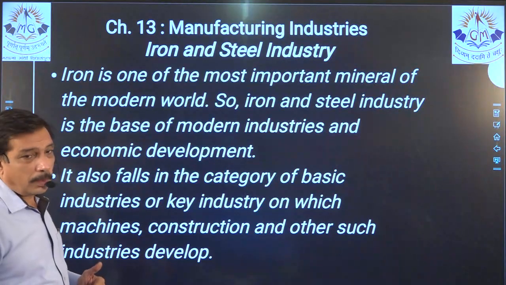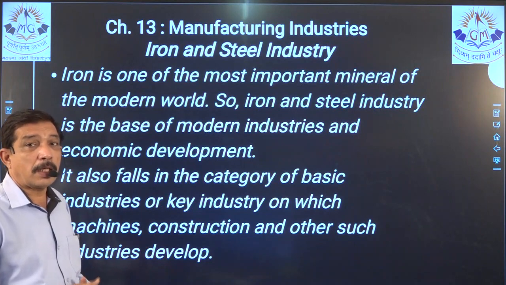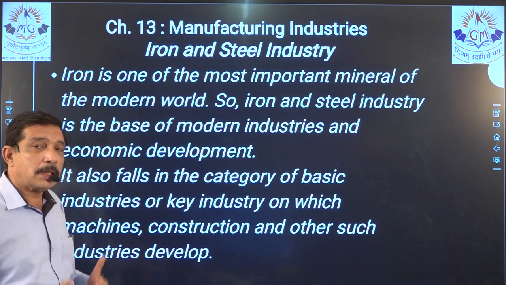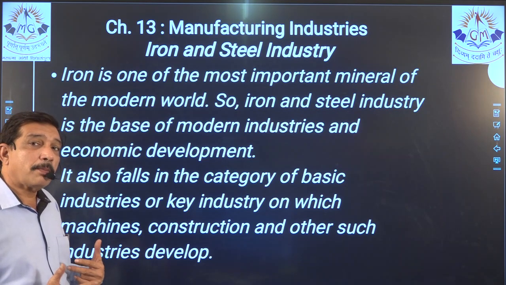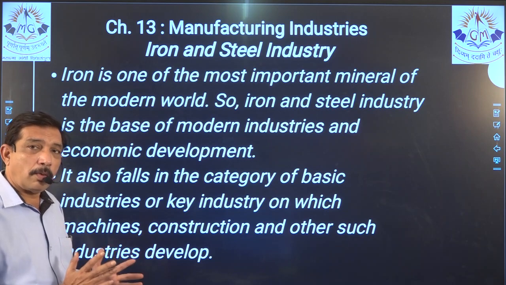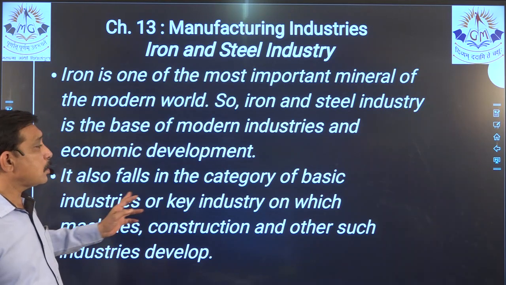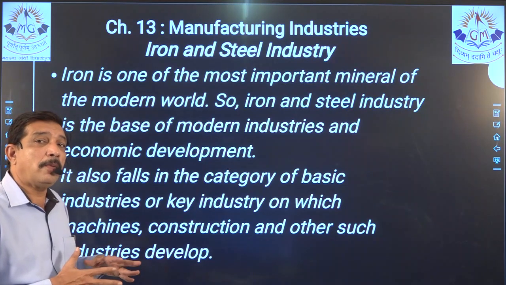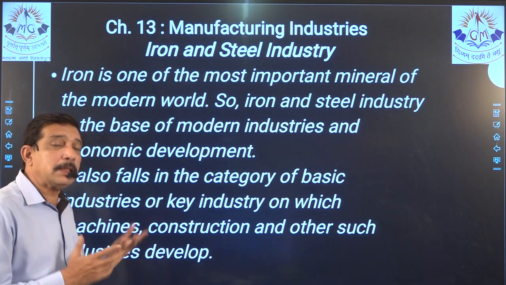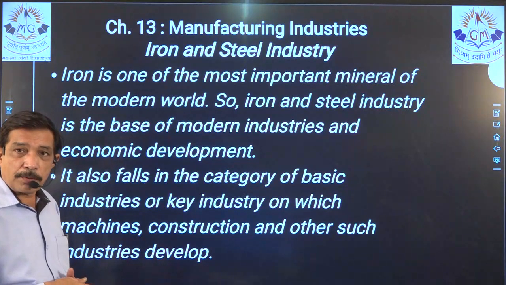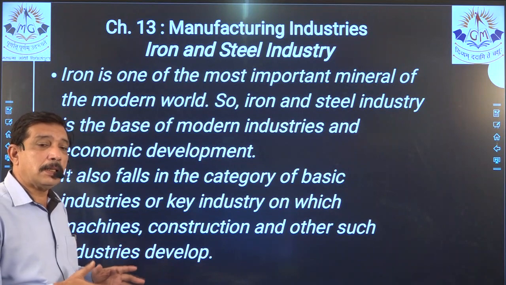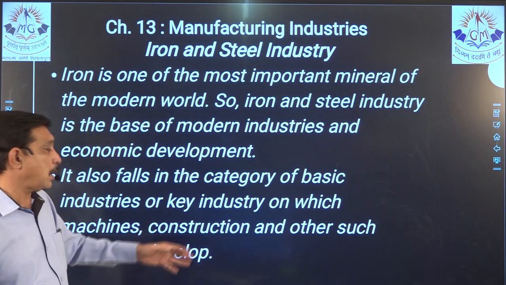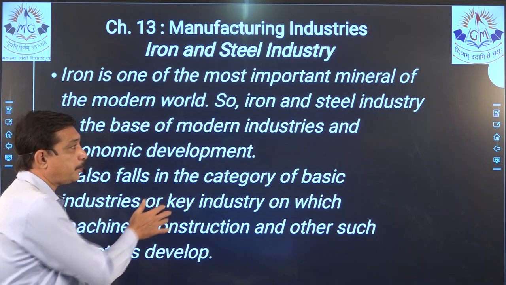Iron is one of the most important, because in the modern world iron and steel becomes the basis or the backbone for the industrial development of a country, and to set up industries iron is required more. So it becomes a backbone for the overall development of the country. It also falls in the category of basic industry, that is a key industry. If we don't have iron and steel, we will first have to import iron and steel and then make at home lots of other things, right? So that means iron and steel is the basic industry or the key industry on which lots of other machines, construction and other such industries develop.